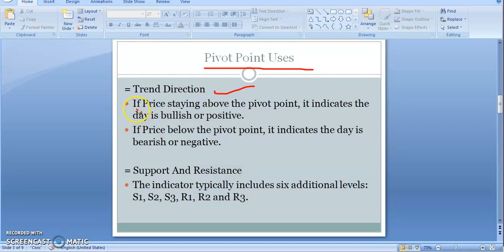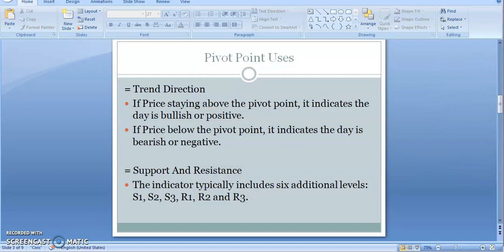Number one, if price stays above the pivot point, it indicates that the day is bullish or positive. Suppose this is the previous day's candle. We calculate it and we see this pivot line. If the market is running above this pivot point the next day, it confirms that the market is bullish or positive. If price is running below this pivot point, that means the market is bearish or negative.